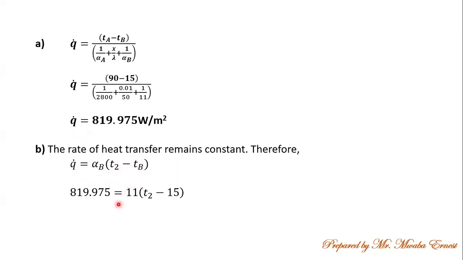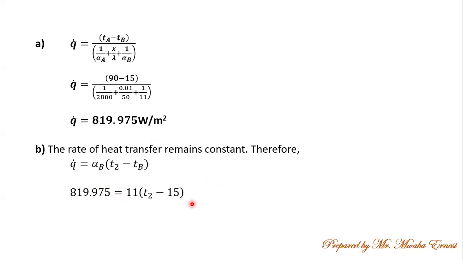Substitution. This rate of heat transfer is 819.975. Then I have my 11 for the outer end. T2, we don't know, minus 15, because the temperature on the outer wall, on the outside of the tank, is higher than the temperature on the environment, on the surroundings. So that's why I have it as T2 minus 15.